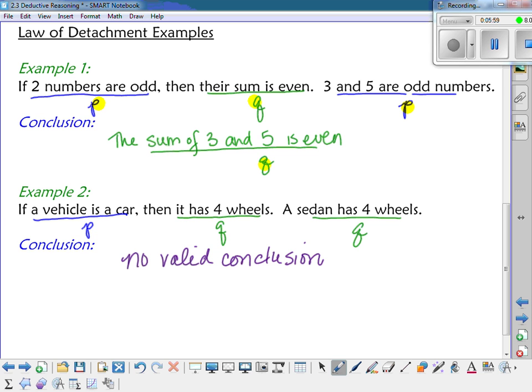Okay, so just because something has 4 wheels does not mean that it has to be a car. It could be a quad, or it could be a baby buggy, or there's lots of things that have 4 wheels that aren't cars. So there's no valid conclusion that you can draw from this.